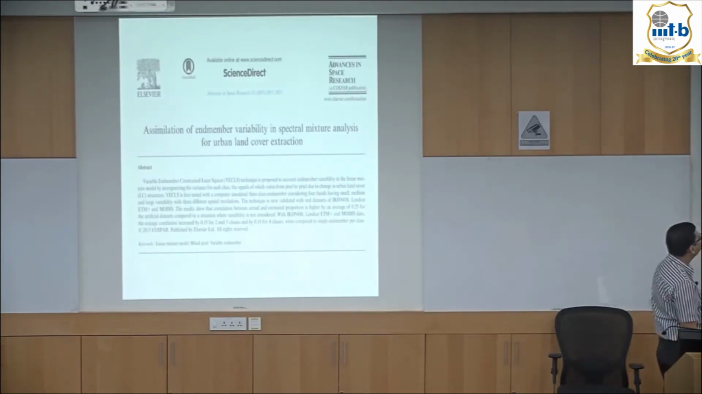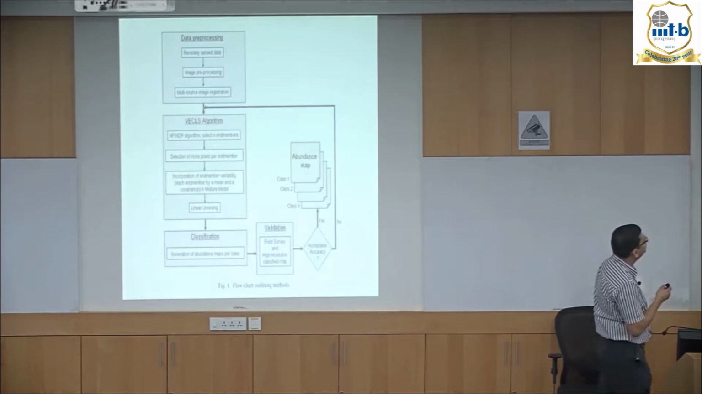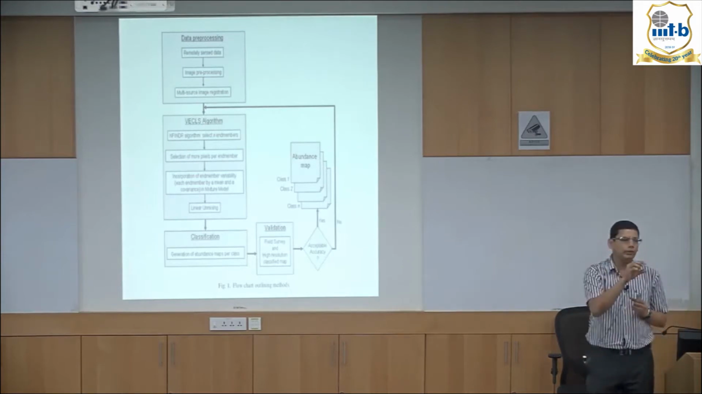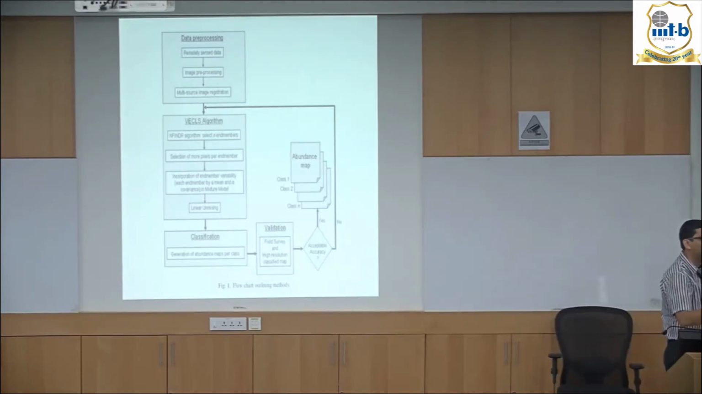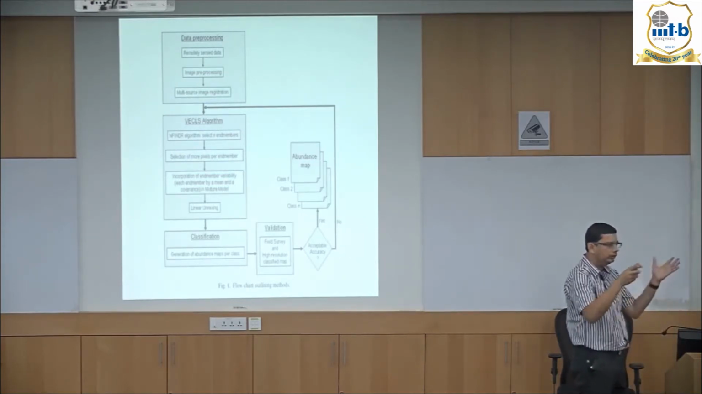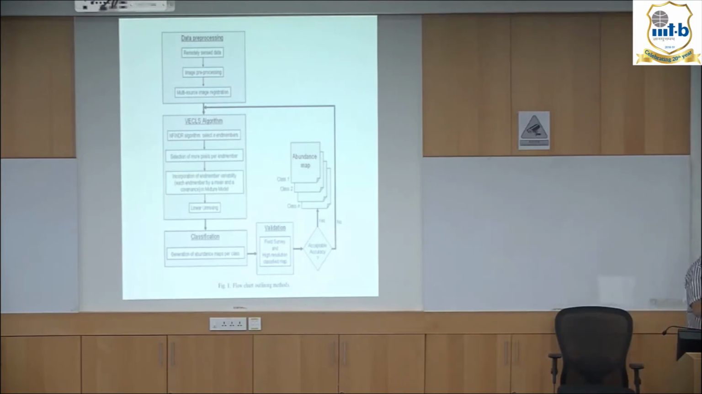We came up with a method called VECLS, variable end member constraint least square, which we gave the name. Here we collect samples of the different classes separately, for example, tile roof or cement roof or asbestos roof, and then create a covariance matrix for that particular class, and then try to use it to differentiate the interclass in the image. So the idea is to maximize the interclass variation so that you are able to capture all the smaller differences and then classify the image.